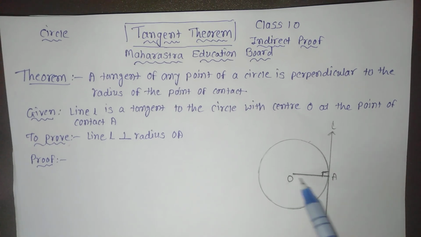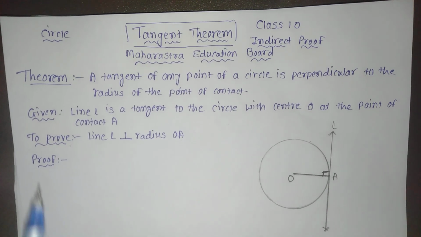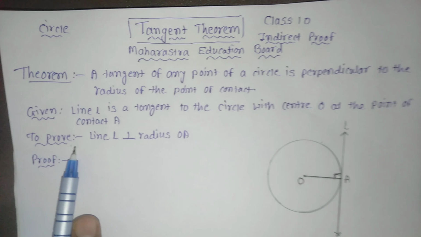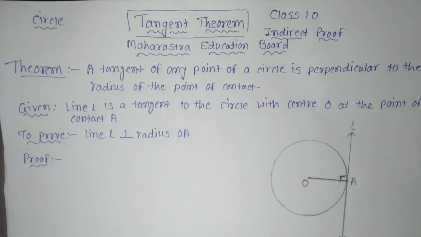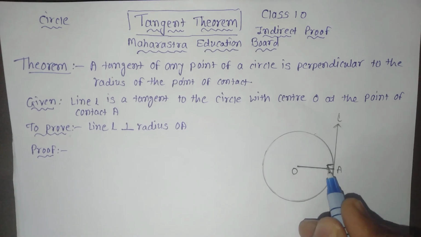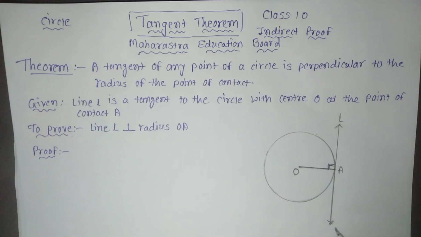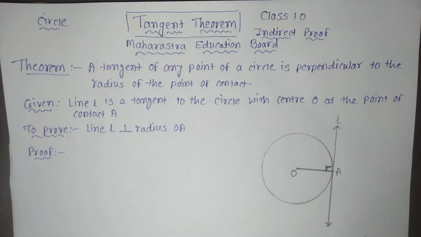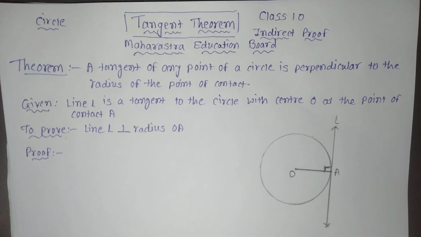Then OA will become a radius. What we want to prove? We want to prove that line L is perpendicular to the radius OA. OA is perpendicular to line L. This is what we wanted to prove. Let us start the indirect proof of it.